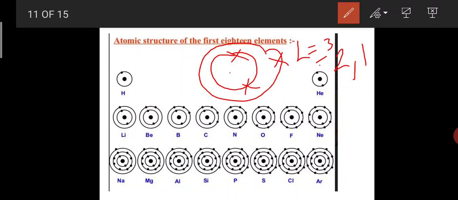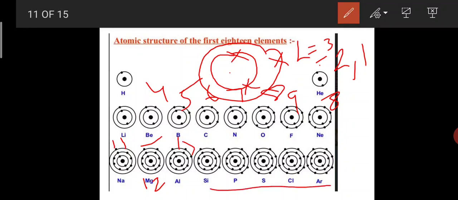In the same way, you can take the example of beryllium. What is the atomic number of beryllium? 4. So you can see in the K shell 2 electrons, in the L shell 2 electrons. Boron 5, carbon 6, nitrogen 7, oxygen atomic number 8, fluorine 9, neon 10, sodium 11, magnesium 12, aluminium 13. And so on you can take.